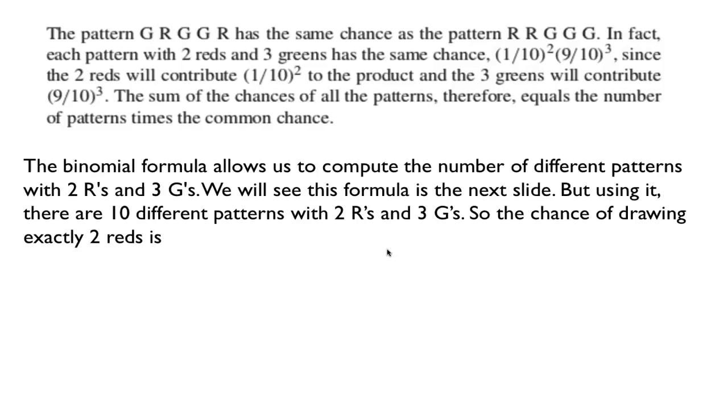So the binomial formula allows us to compute the total number of different patterns with 2 red and 3 greens. We'll see this formula in the next slide. But by using it, we can now compute this problem. It turns out that by using that formula, we're going to find that there are 10 different ways to get 2 reds and 3 greens. So that means the chance of drawing exactly 2 red is 10 times this probability, 1/10 to the second power and 9/10 to the third power.